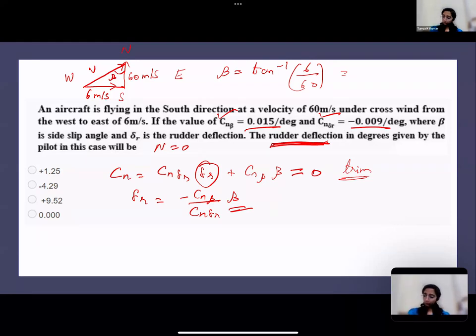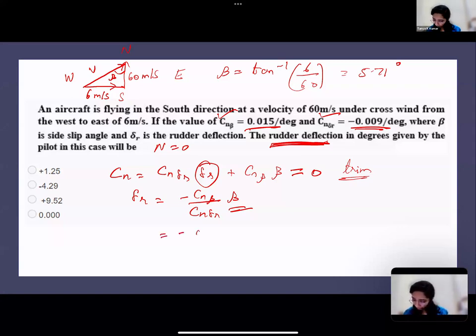Thank you. So it's 5.71, and it's in degrees. Okay. So I substituted here. And since both Cn beta and Cn delta R are all per degrees, it will just cancel out. So just substitute here.